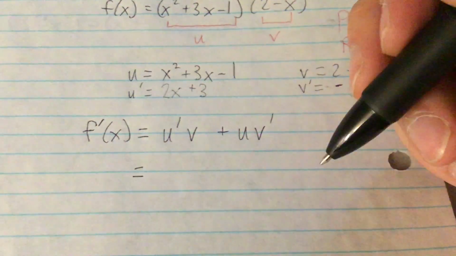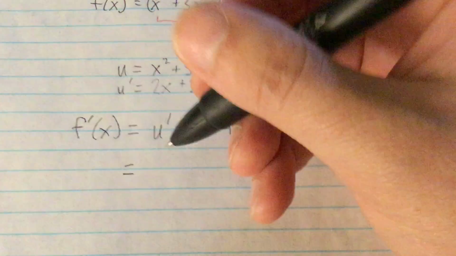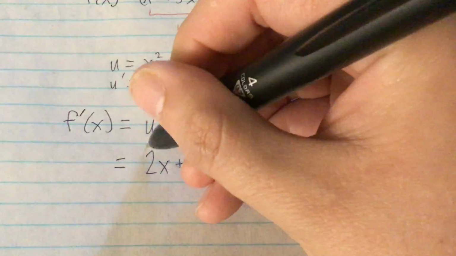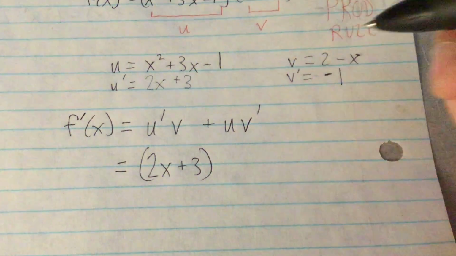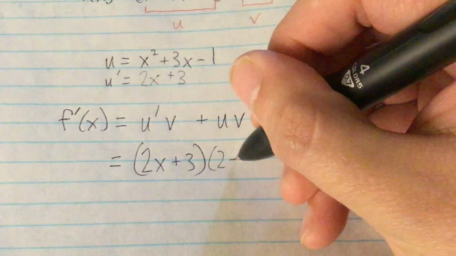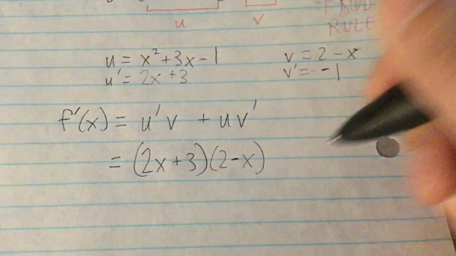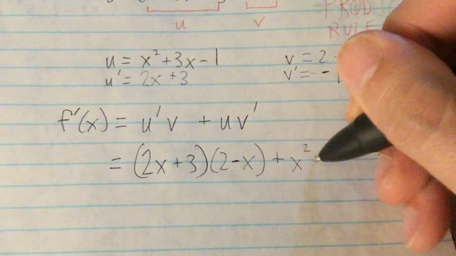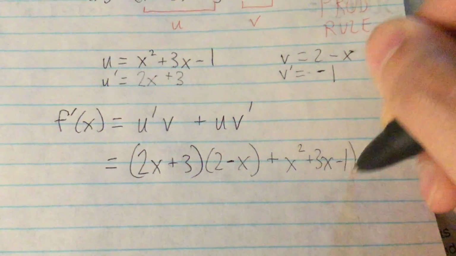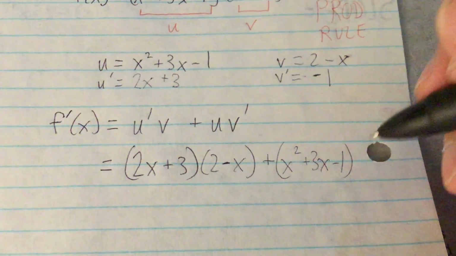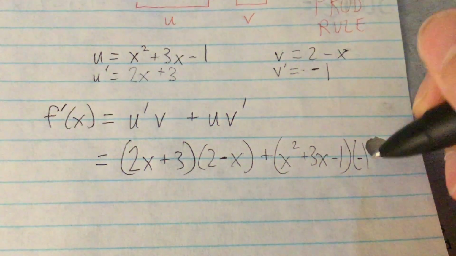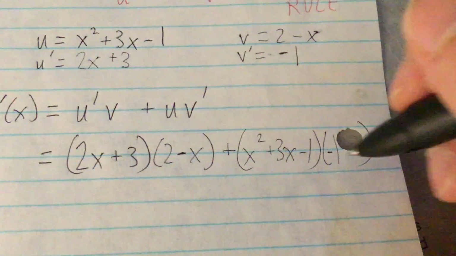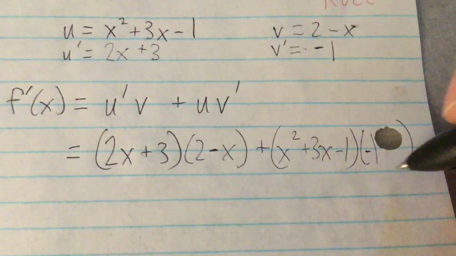Okay, so now I'm going to plug in my pieces. u prime is 2x plus 3. My v is 2 minus x plus u, which is x squared plus 3x minus 1. And I just made it in time. My v prime is negative 1. Not negative 10. That's negative 1.